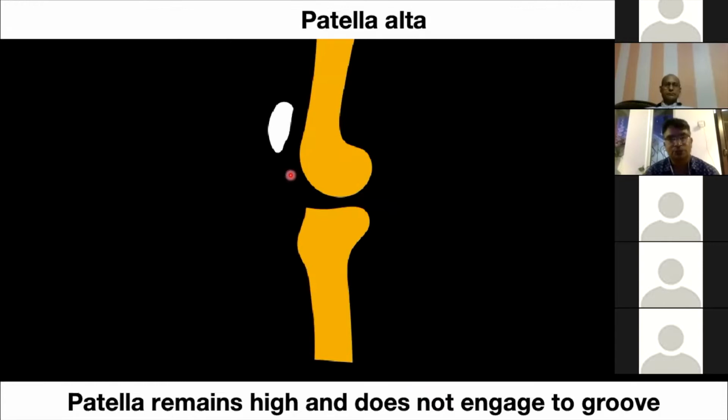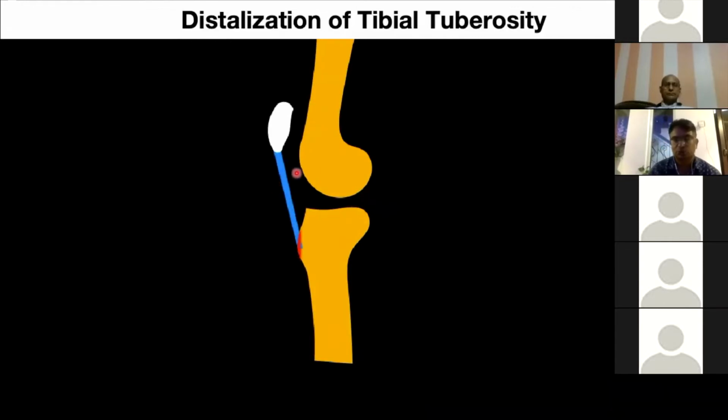So what do you do if there is a patella alta? What you do is a distalization of the tibial tuberosity.